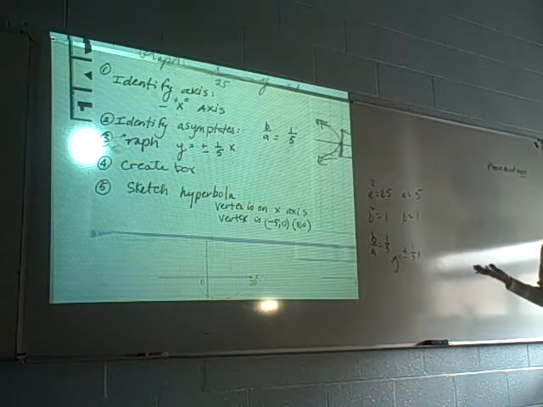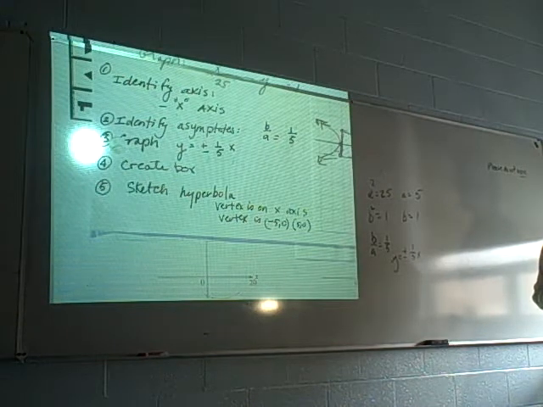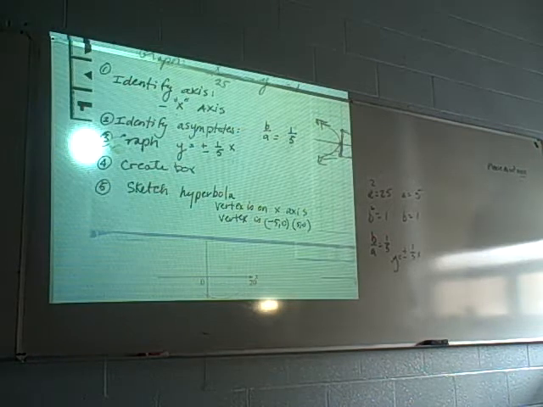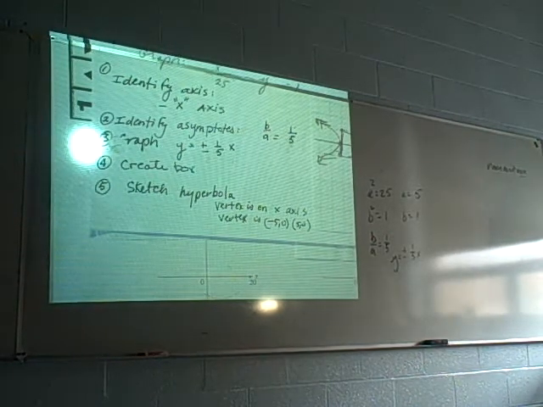You're going to create a box. You're going to sketch the hyperbola, and the vertex is on the x-axis, at (-5, 0) and (5, 0). I don't understand how to sketch that. Yeah, I don't get that either.